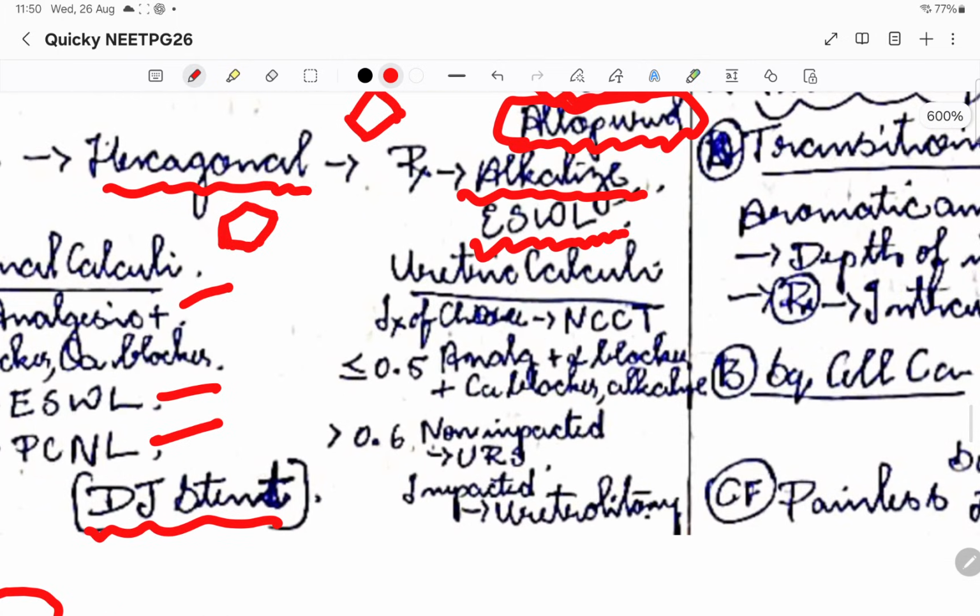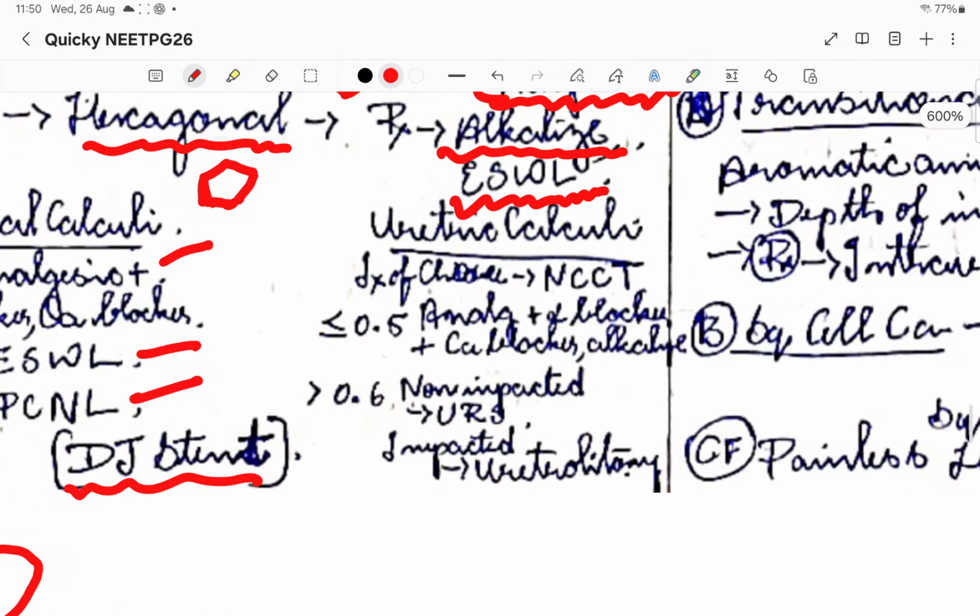Now coming to ureteric calculi. So basically the investigation of choice is NCCT. Okay, so non-contrast CT is what we use. So if it is less than 0.5, again the same thing. So alpha blocker, calcium channel blocker, and an analgesic will be given. Same as with respect to renal calculi, and also we will alkalize the urine.